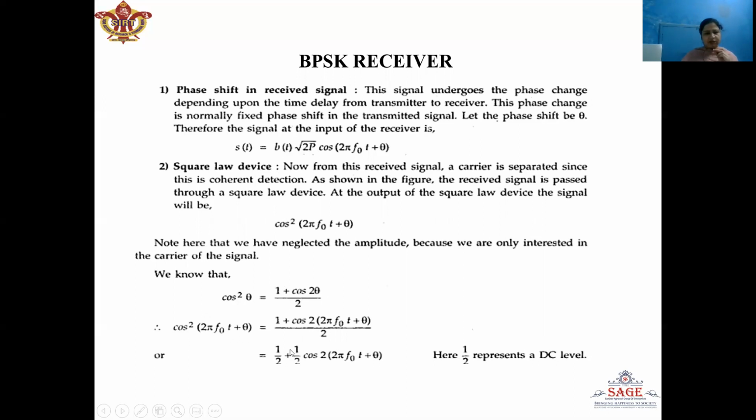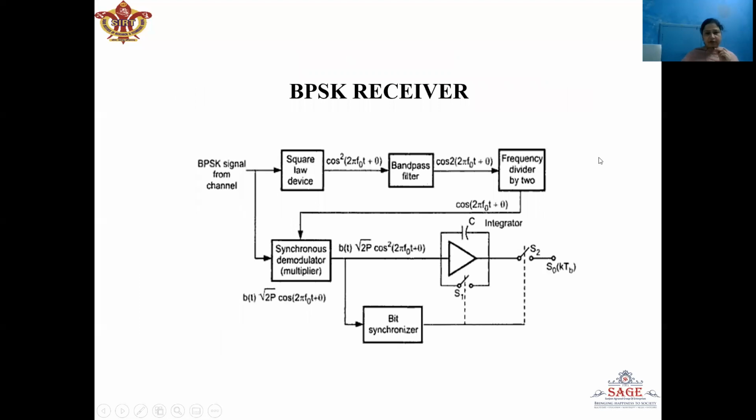So we can write cos squared (2 pi f naught t plus theta) as (1 plus cos (4 pi f naught t plus 2 theta)) divided by 2. When separated, it is half plus half cos (4 pi f naught t plus 2 theta). So here the signal is composed of two parts. One is the DC part and another is the carrier part, which is centered at frequency 2 omega c. The DC component is removed by using a bandpass filter whose pass band is centered around 2fc.